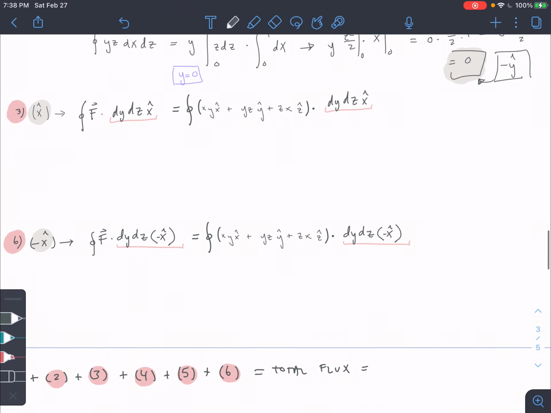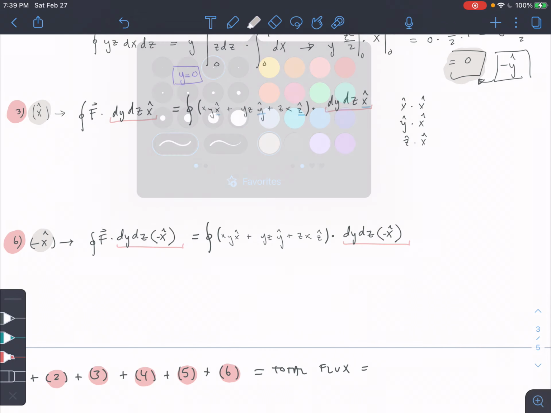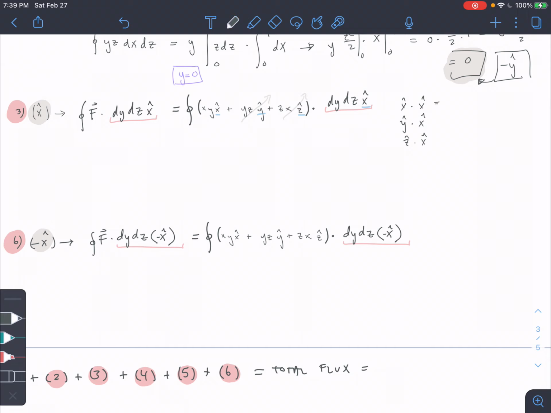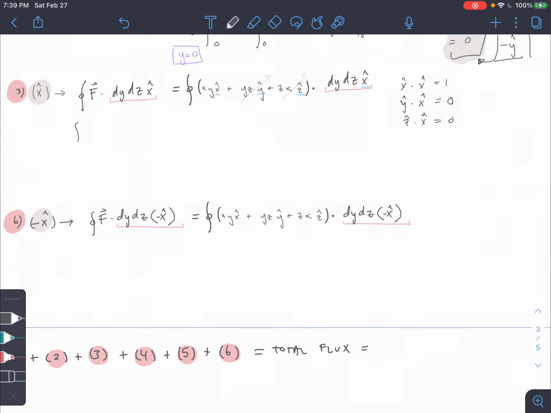Okay, so let's evaluate here. Same drill. x hat dot x hat, y hat dot x hat, z hat dot x hat. When I'm setting this up, I'm looking at this guy dotted with that guy. As we saw before, a lot of those terms will cancel. This one's going to cancel, this one's going to cancel, because when you're dotting with perpendicular vectors, the value goes to 0. So it's nice for your math because you can get rid of a lot of terms.